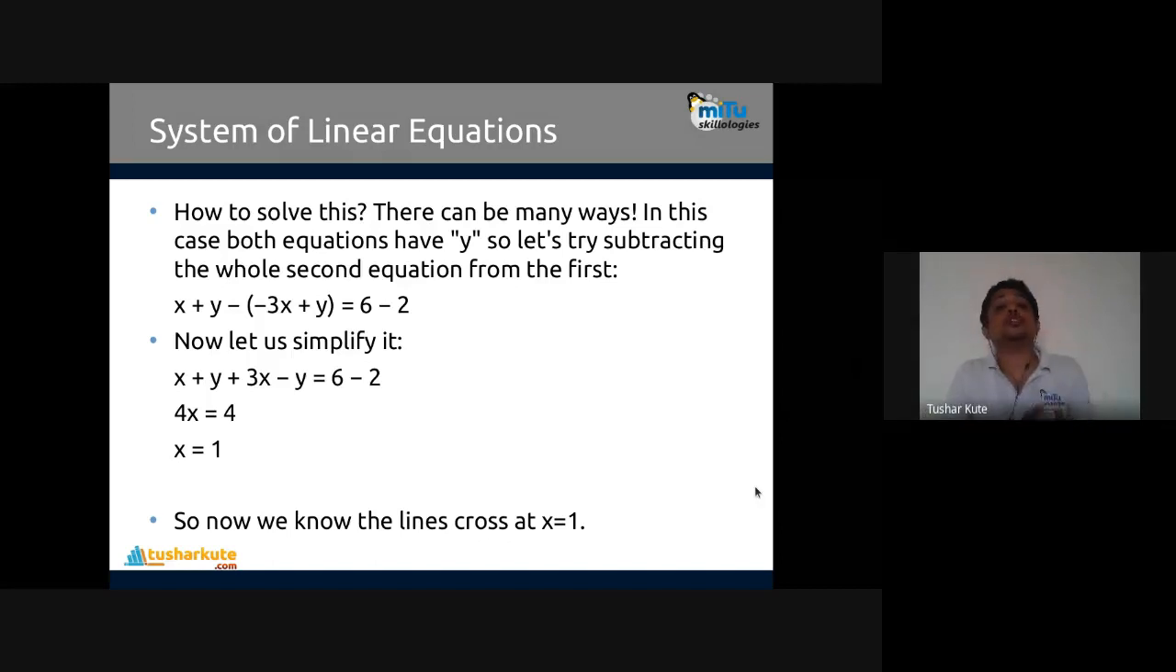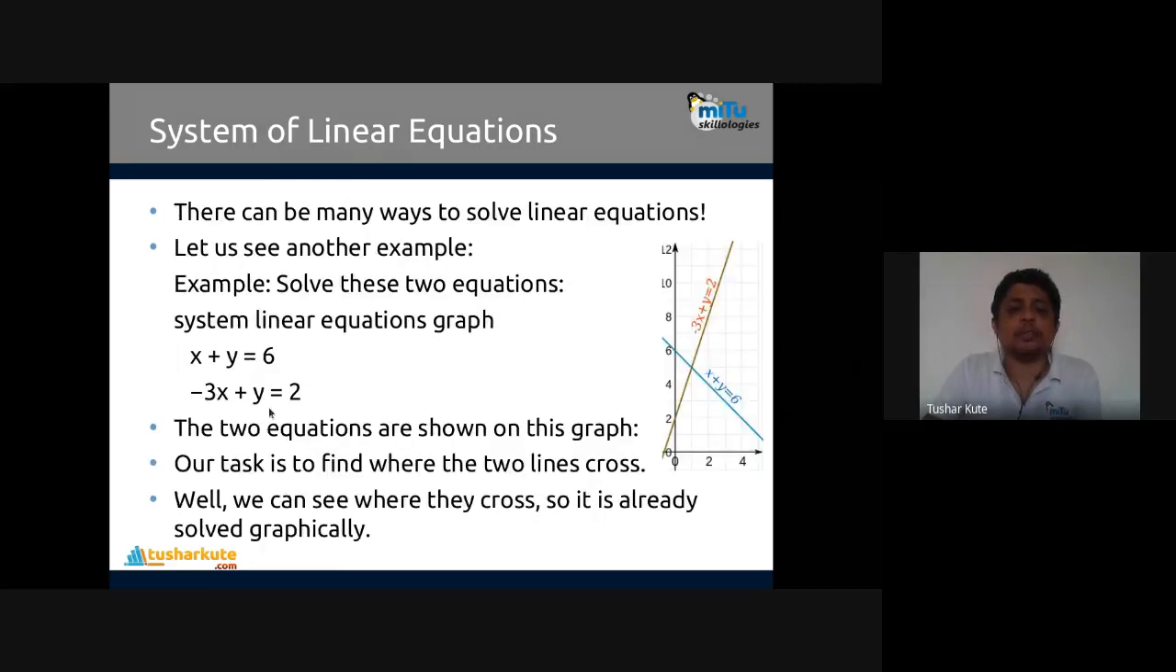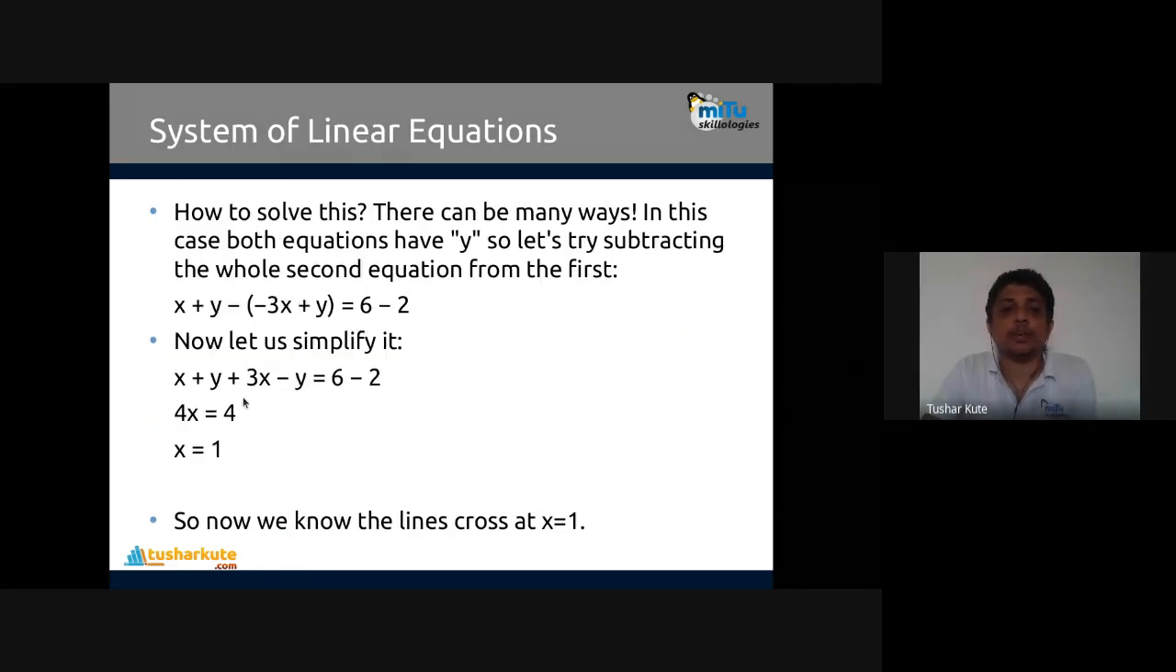Fine, but how do we solve this system of linear equations? There can be many ways possible. In this case, both equations have y. So let's try subtracting the whole second equation from the first one. Now see, if you just compare them, you can observe the value of y.